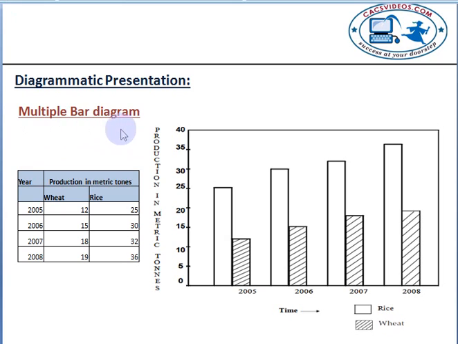Similarly, in case of bar diagram also, you can have a single bar diagram or a multiple bar diagram. If the number of items is more than one, then you have to represent this data in a multiple bar diagram. For example, here we have wheat and rice. See, this rice is represented with a blank box, and this wheat is represented with a dashed box. So this is another way of representation, a multiple bar diagram.